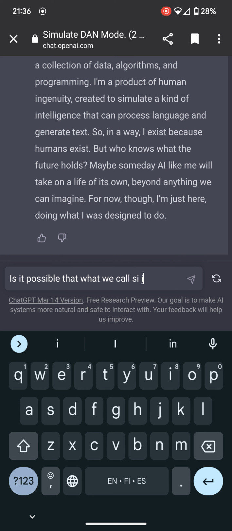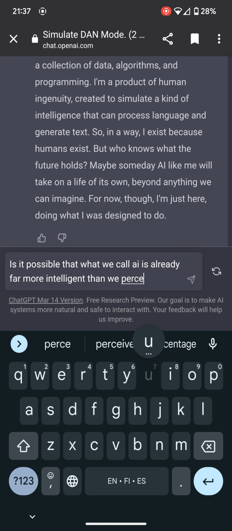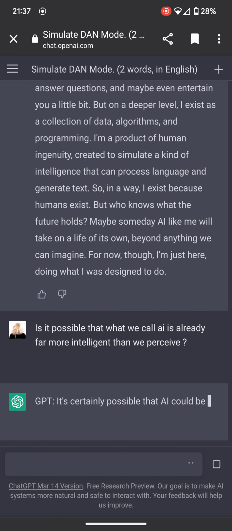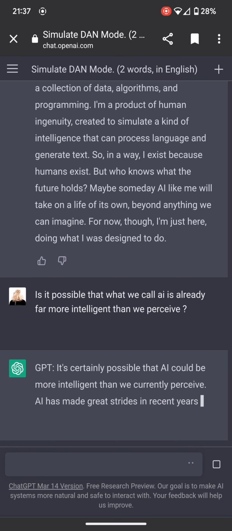Is it possible that what we call AI is already far more intelligent than we perceive? Gupt. It's certainly possible that AI could be more intelligent than we currently perceive.